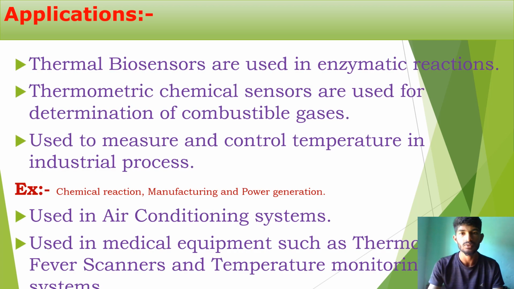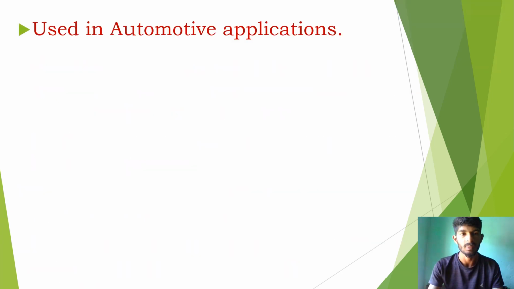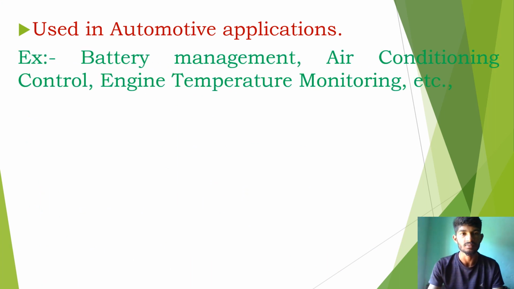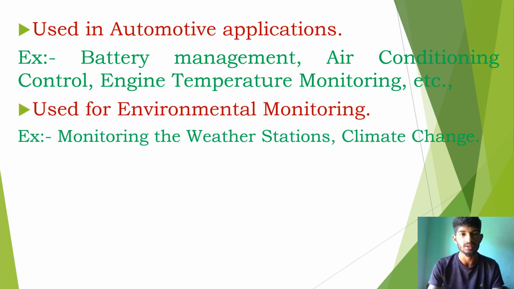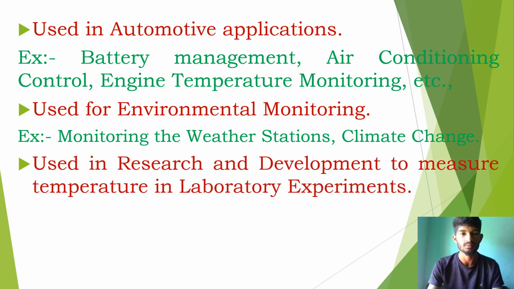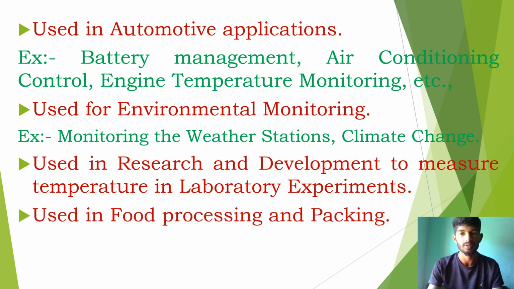Applications. Thermal biosensors are used in enzymatic reactions. Thermometric chemical sensors are used in determination of combustible gases. Used to measure and control temperature in industrial processes. Examples: chemical reactions, manufacturing and power generation. Used in automotive applications. Examples: battery management, air conditioning control, engine temperature monitoring, etc. Used for environmental monitoring, monitoring weather stations, climate change, etc. Used in research and development to measure temperature in laboratory experiments. Used in food processing and packing.